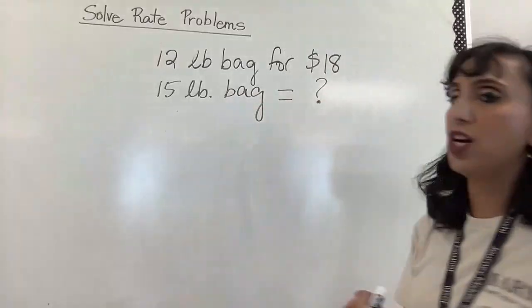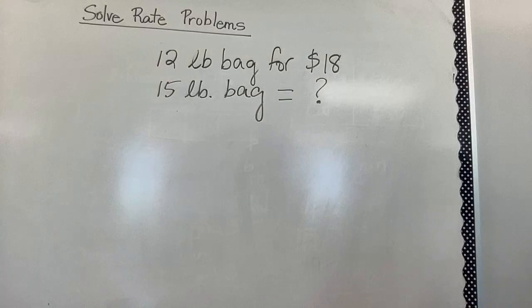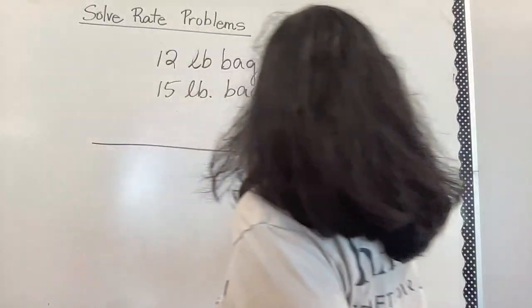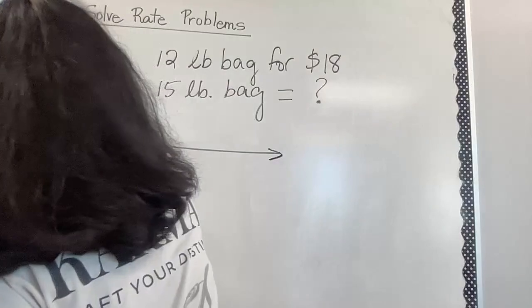All right, so we can use a double number line, but I'll show you equivalent ratios also in a minute. So you can use a double number line. We're going to draw a double number line to represent the price of a 12-pound bag. And we are going to mark equal increments on the bottom number line, okay? So we have price in dollars.